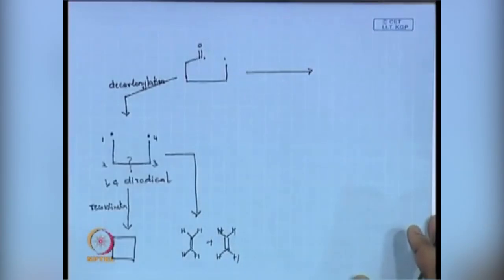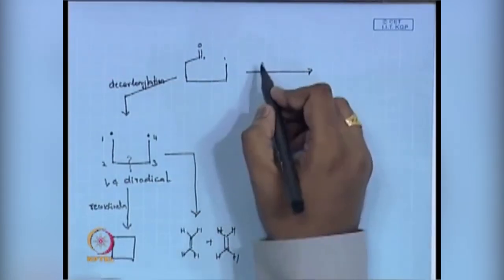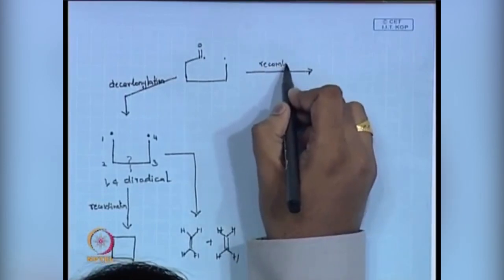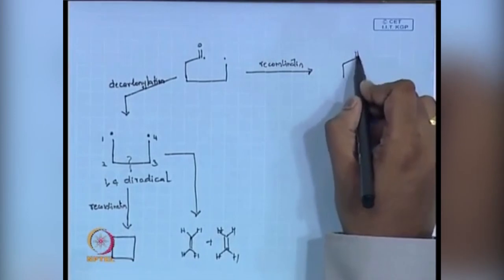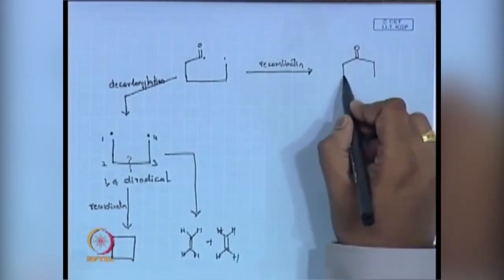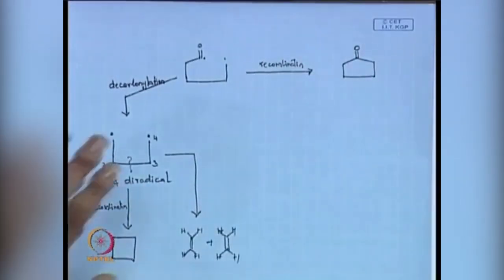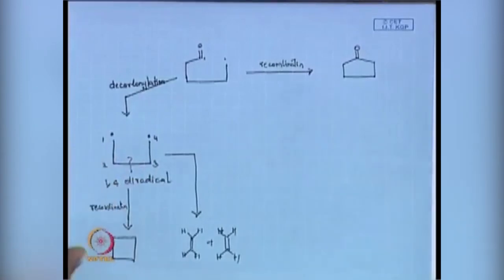This type of system undergoes a recombination to give you cyclopentanone. Yeah, it always happens this way, to give me back my starting material. But this is the major product, okay. The chemistry in the cyclopentanone system, okay.